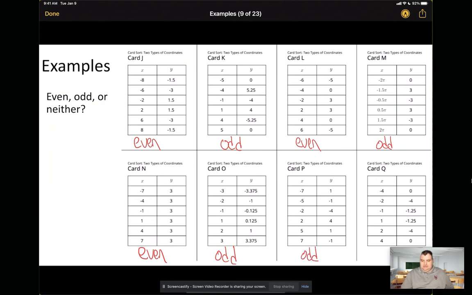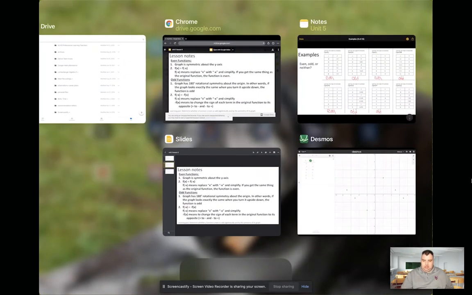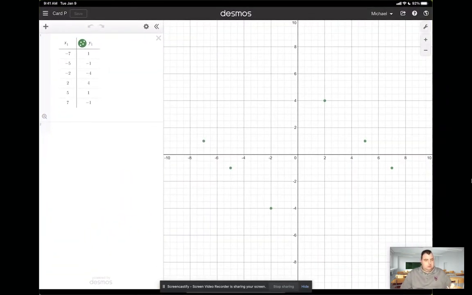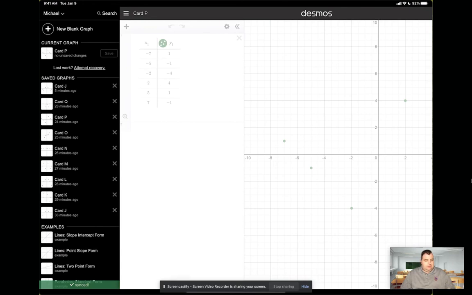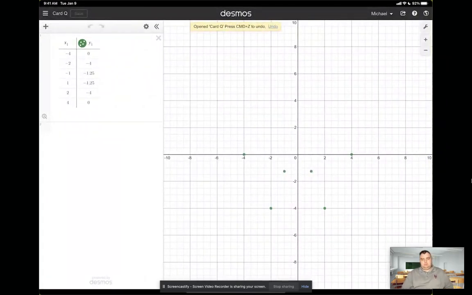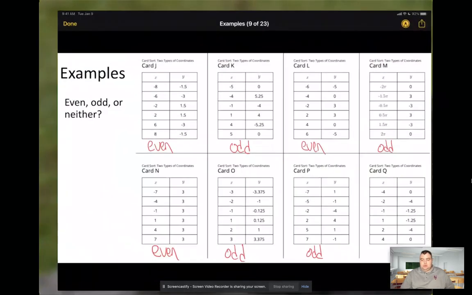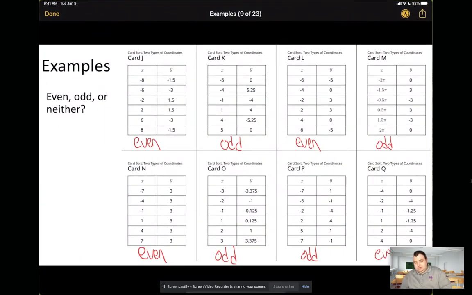And then lastly, let's look at card Q. Let's look at the graph of card Q. Okay, that is definitely symmetric about the y-axis. So card Q is an even function.